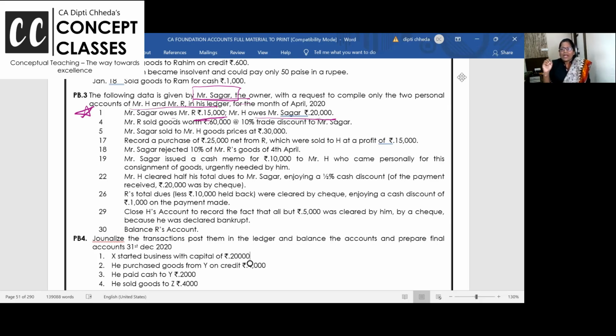Put your pens down and listen. I am teaching you how to read the problem. Reading the problem is an art, and that is what determines how well you will perform in the answer and complete your exam. Goods worth 60,000 were sold at the rate of 10% trade discount. All of you know trade discount is not recorded. Sagar sold, and then we purchased, and then some payment was received and all.